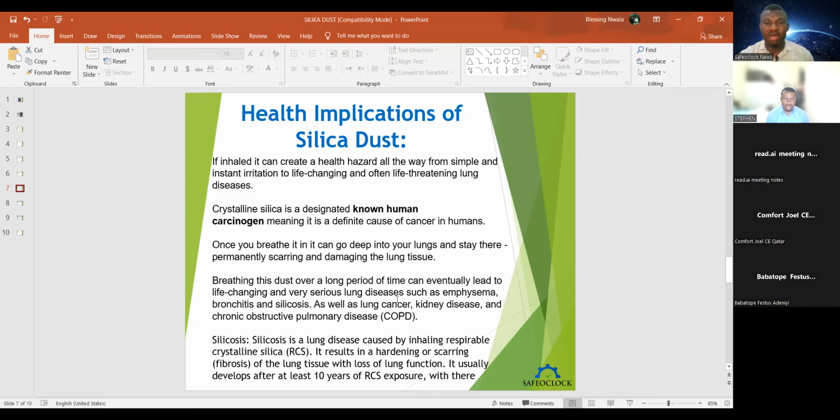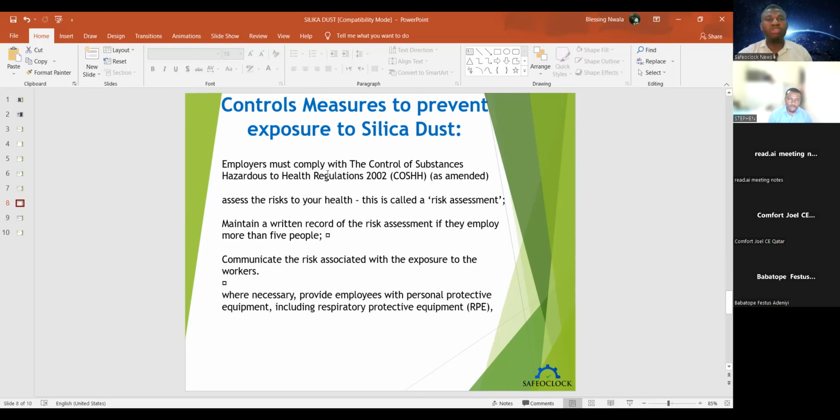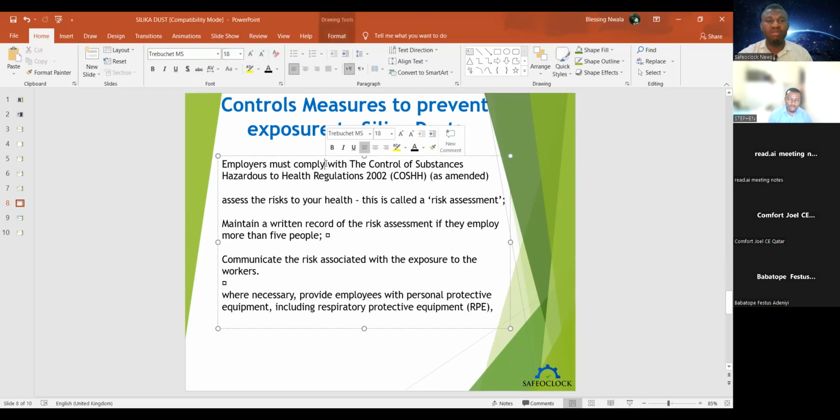Breathing this silica dust can also cause kidney disease or chronic obstructive pulmonary disease, COPD. It can also lead to silicosis. Silicosis is simply a lung disease caused by inhaling respirable crystalline silica. These are the health implications of silica dust. Control measures. What can be done to control?